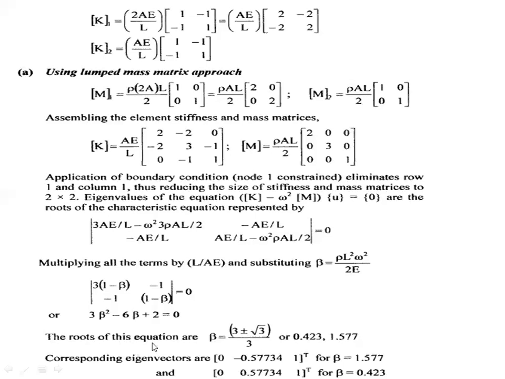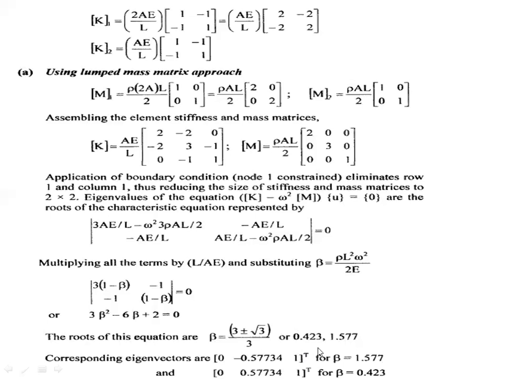Therefore, once you get the beta values, it is possible to find the corresponding eigenvectors, that is u1, u2, u3, called the nodal displacements. That can be found as 0, minus 0.577341, to the power of transpose, because it is a column matrix, for beta equal to 1.577.